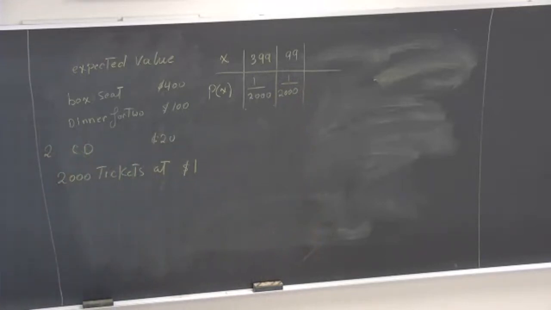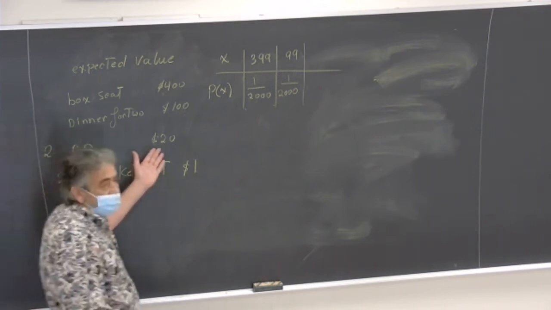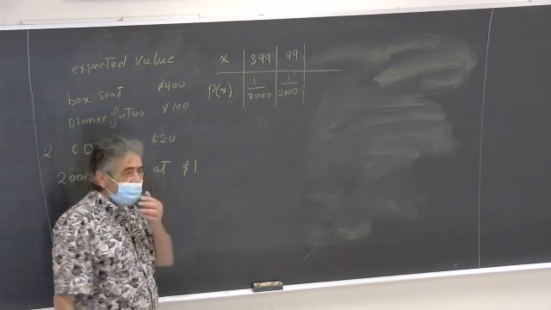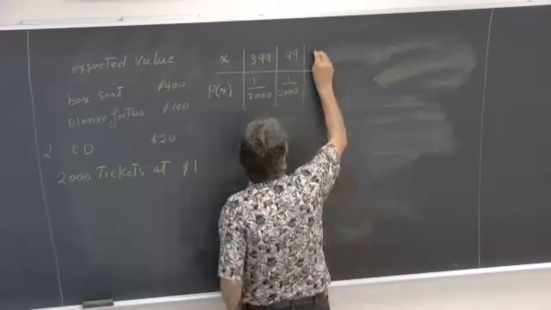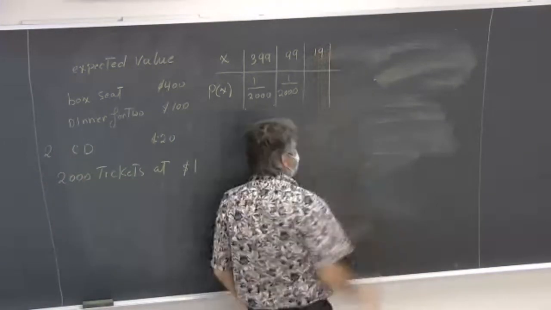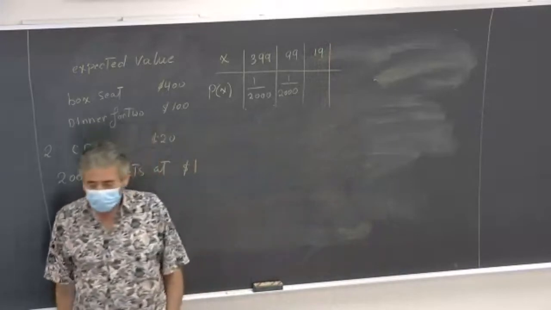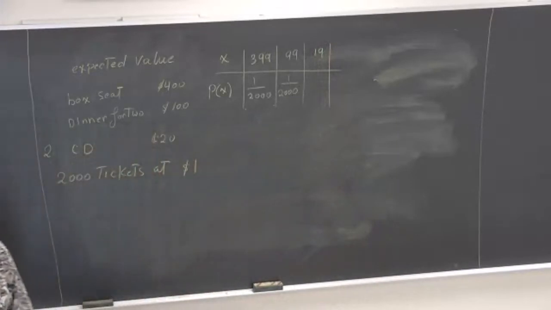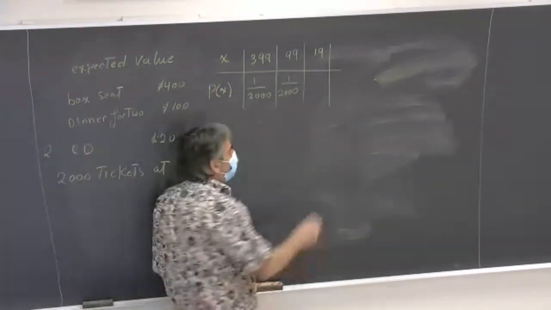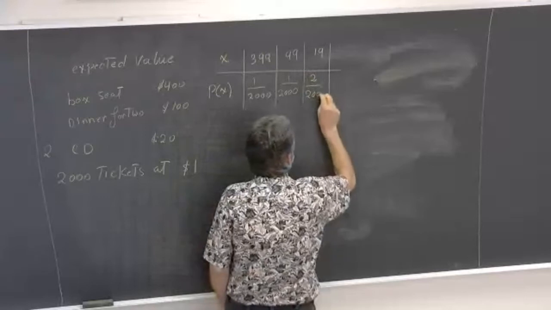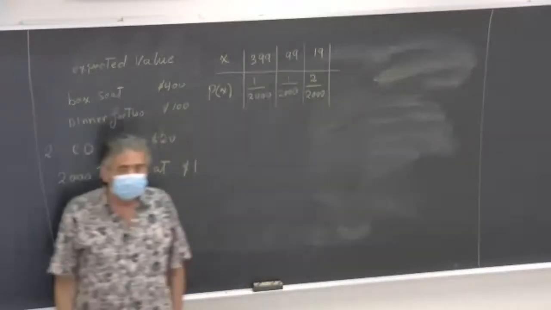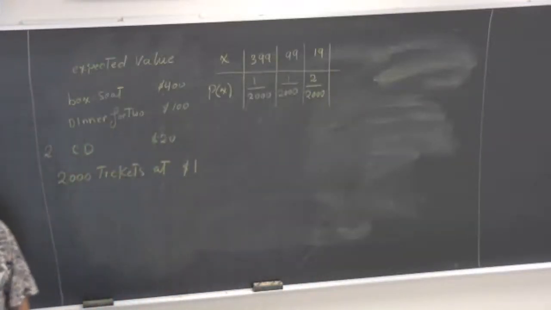What is the third prize? A $20 CD, correct? If you win the $20 CD, that means you won $19. How many CDs are they giving away? Two of them. So the probability of you winning that will be 2 over 2,000. So far so good?